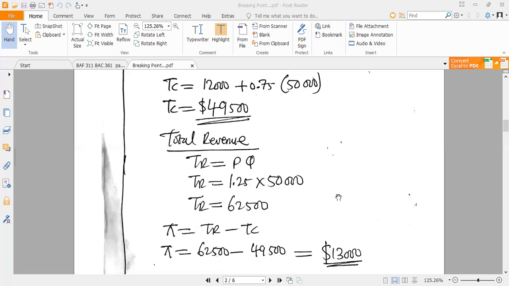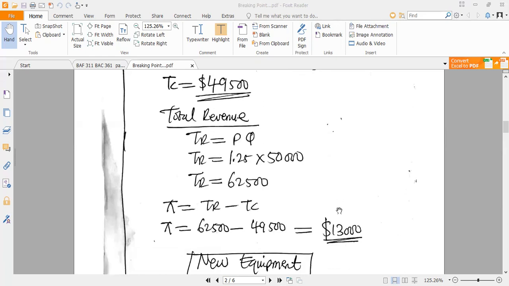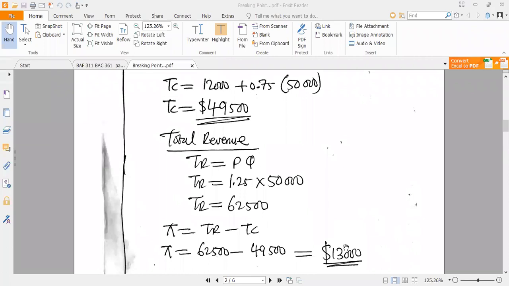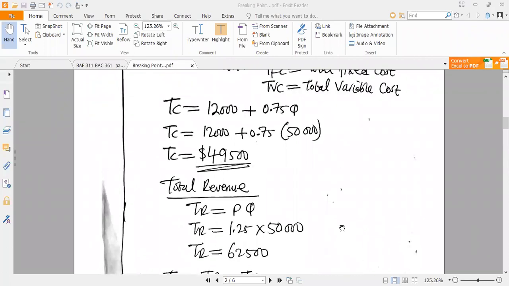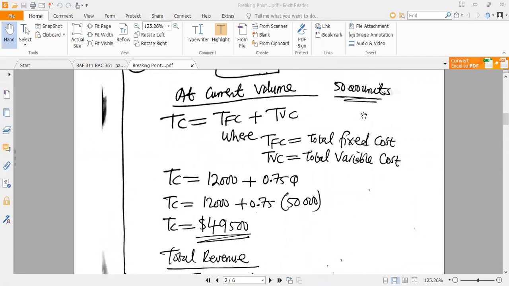Okay, so the profit we have made for this production is 13,000. Let me know if you are able to get it, so that I can run through again. If I take you back, after substituting there, the current production was 50,000 units, and the total cost at the current production of 50,000 units was $49,500.